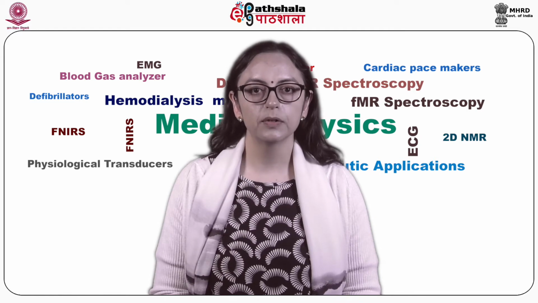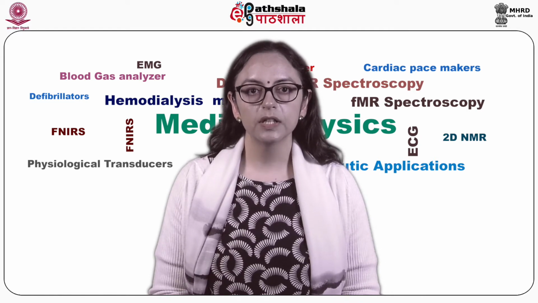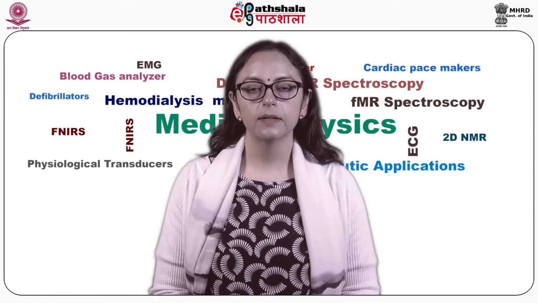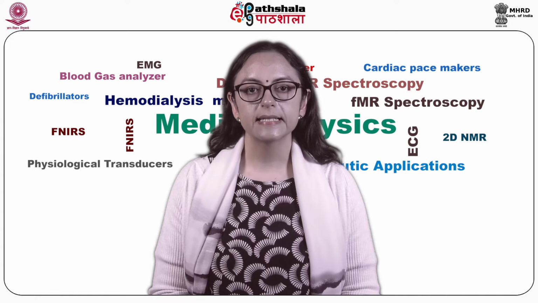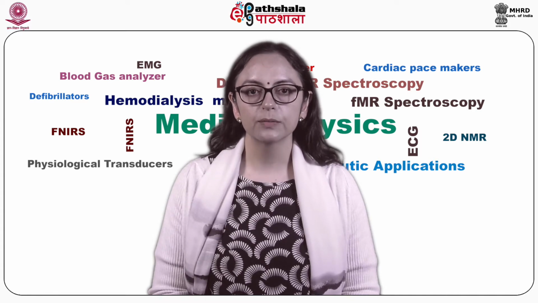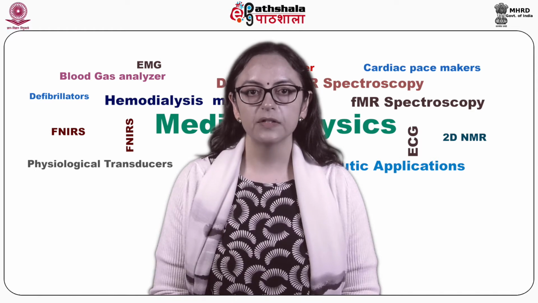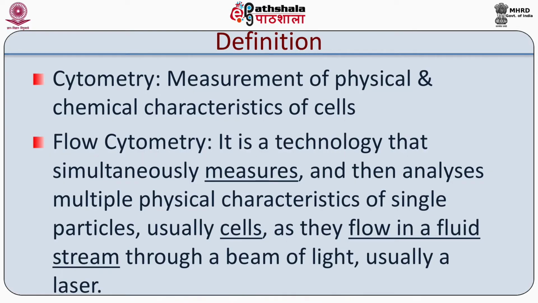To start with a couple of definitions, the word cytometry is made up of cyto meaning cell and metry meaning measurement. In simple definition, flow cytometry can be defined as measurement of the properties of a cell in a flowing system. Flow cytometry technology can simultaneously measure and analyze multiple physical characteristics of a single particle, generally a cell, as they flow in a fluid stream through a beam of light, usually a laser.